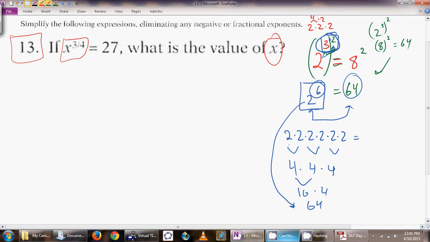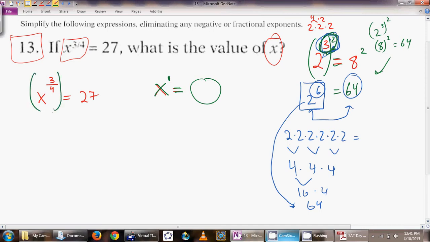In this problem, I have x raised to the 3/4 power equal to 27. And they say, what is x? Right? What is x equal to? All right? So over here, I want to know what this number is. Notice the power on x is a hidden 1. And I know when I raise a power to another power, the interaction, the thing that goes on between them, is multiplication.